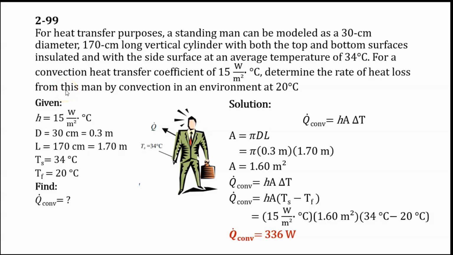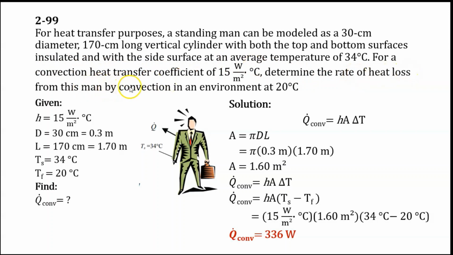Hi everyone! So in this video, we will solve an example problem in chapter 10, which is about heat transfer by convection. So for heat transfer purposes, a standing man can be modeled as a 30 cm diameter, 170 cm long vertical cylinder with the top and bottom surfaces insulated and with the side surface at an average temperature of 34 degrees Celsius.